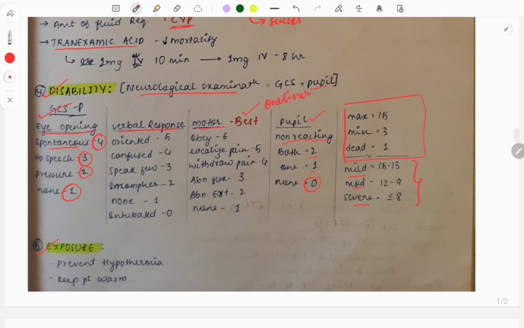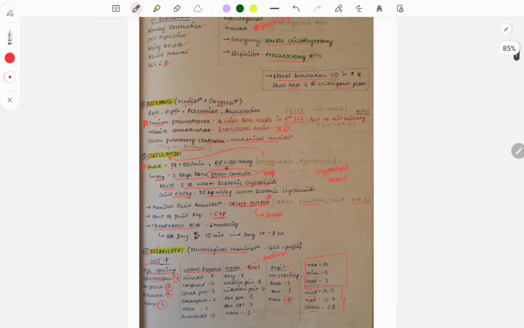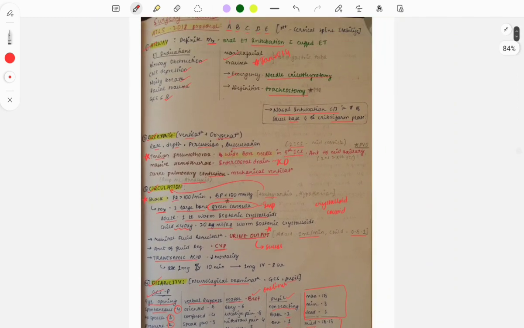Then the last and the most important part, this is the exposure. So we need to expose the patient to the environment to prevent hypothermia and keep the patient warm. So these were some important points from the ATLS protocol which you must remember.